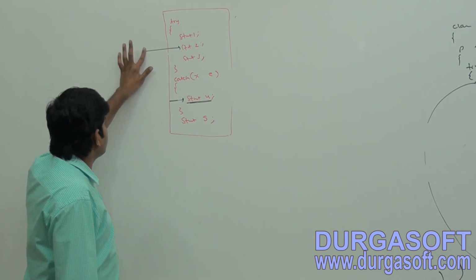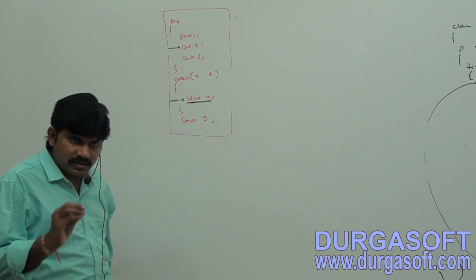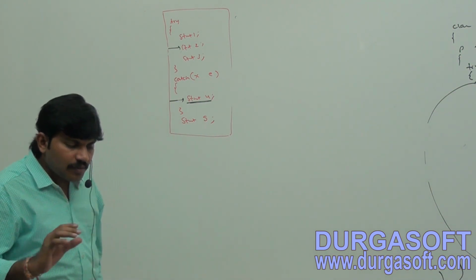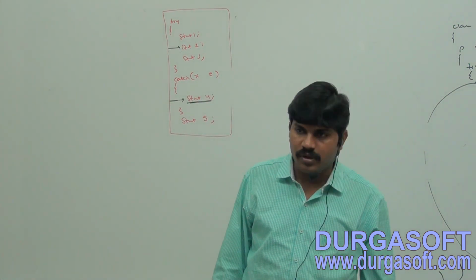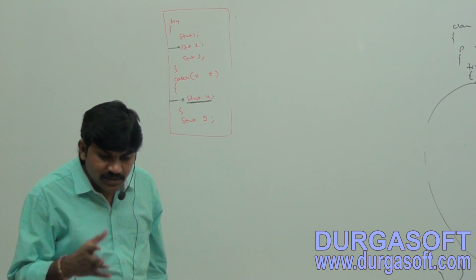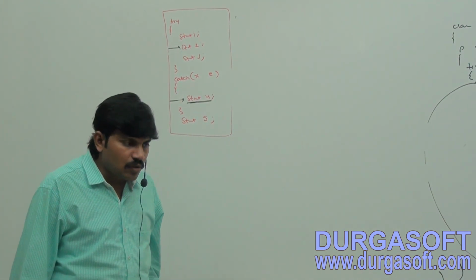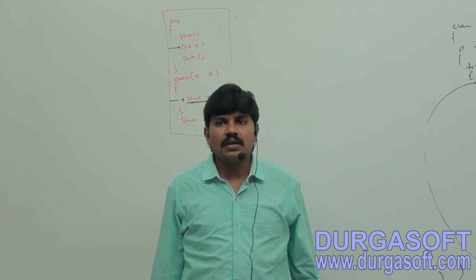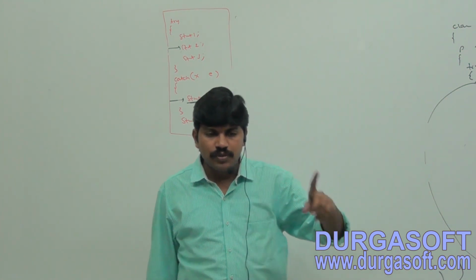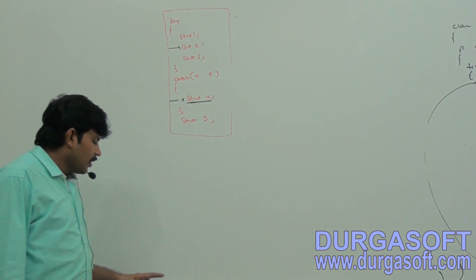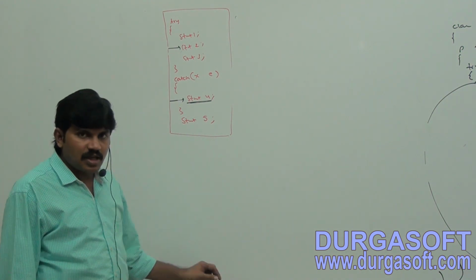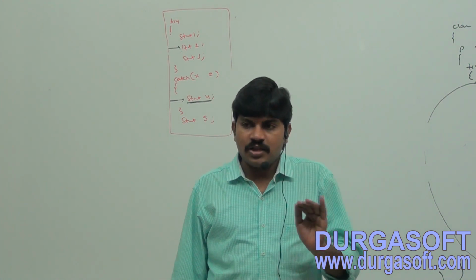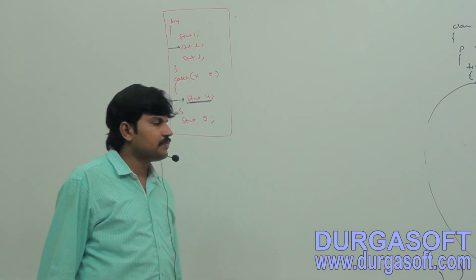Hence, within the try block we have to take only risky code, and the length of the try block should be as less as possible. That's all.